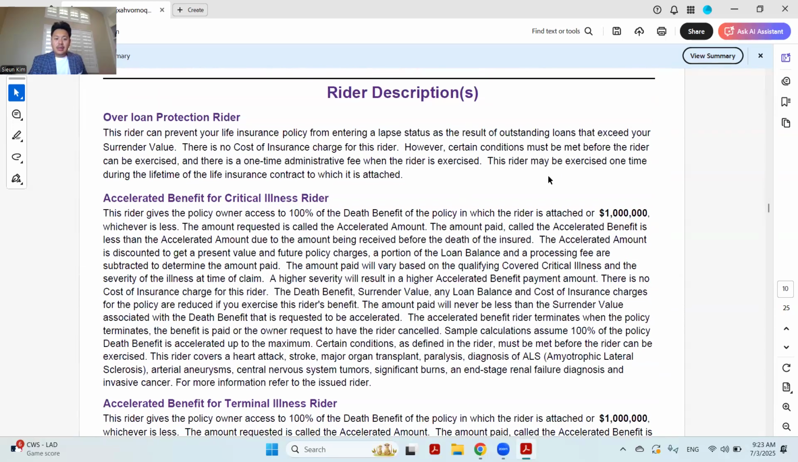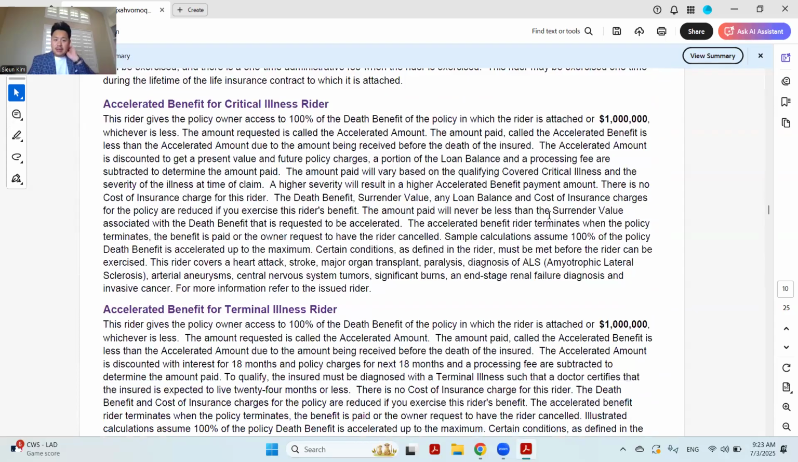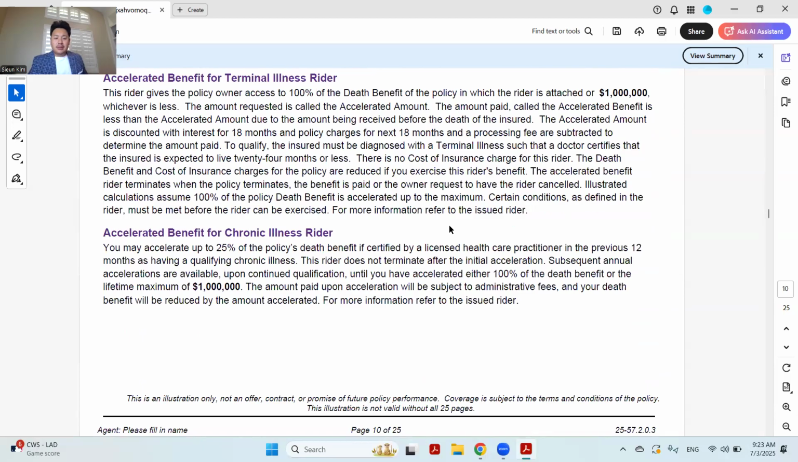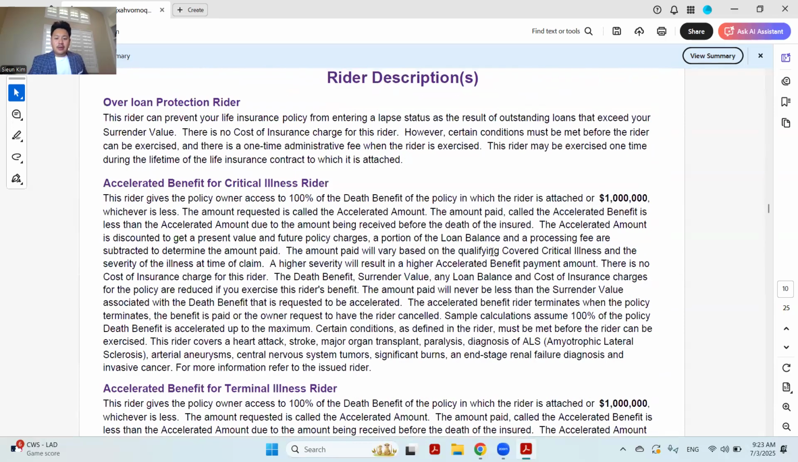And it comes with the accelerated benefits, such as critical illness rider, terminal illness rider, chronic illness rider. And these are free riders that are already in the policy if the client gets approved. And it tells you what it covers, such as heart attack, stroke, organ transplant, paralysis, ALS, aneurysm, tumors, significant burns, end-stage renal failure, invasive cancer, things like that.